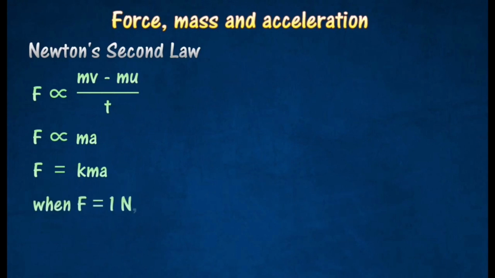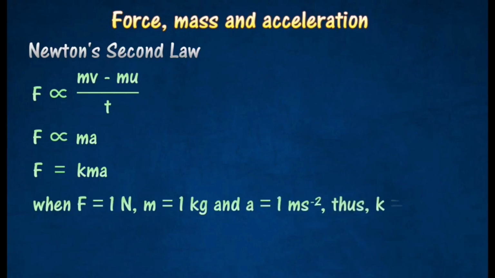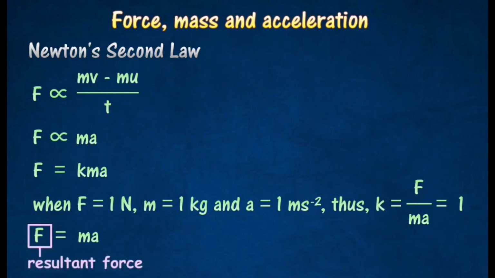The unit of force is Newton, and a force of 1 Newton is defined as the force that can produce an acceleration of 1 meter per second squared when it acts on an object of mass 1 kilogram. This equation gives the mathematical form of Newton's second law of motion. Note that F in the equation F equals ma refers to the resultant force that acts on the object.